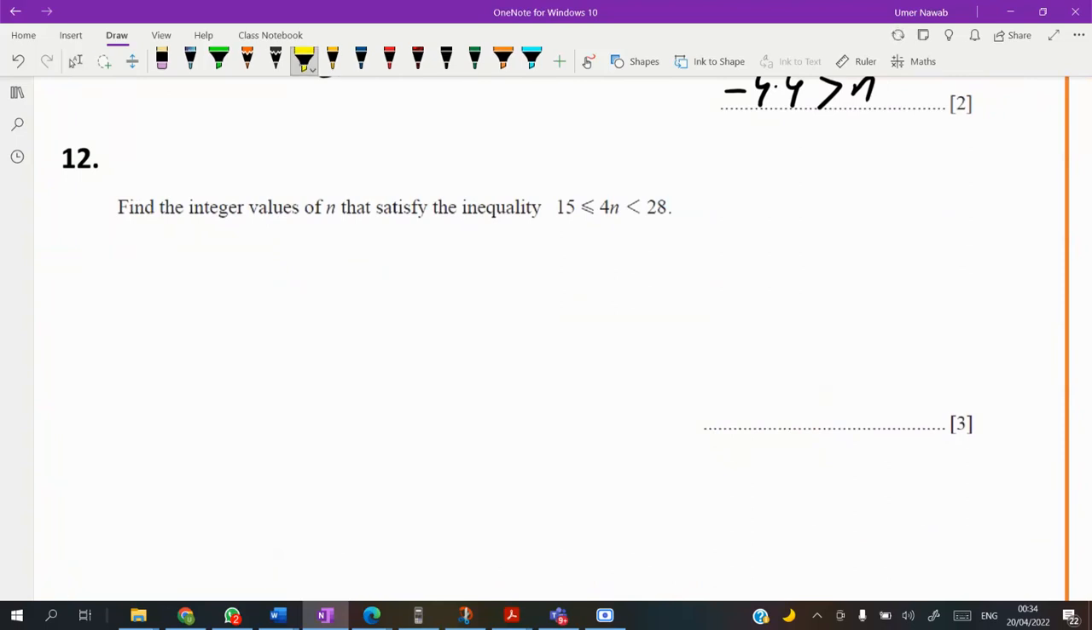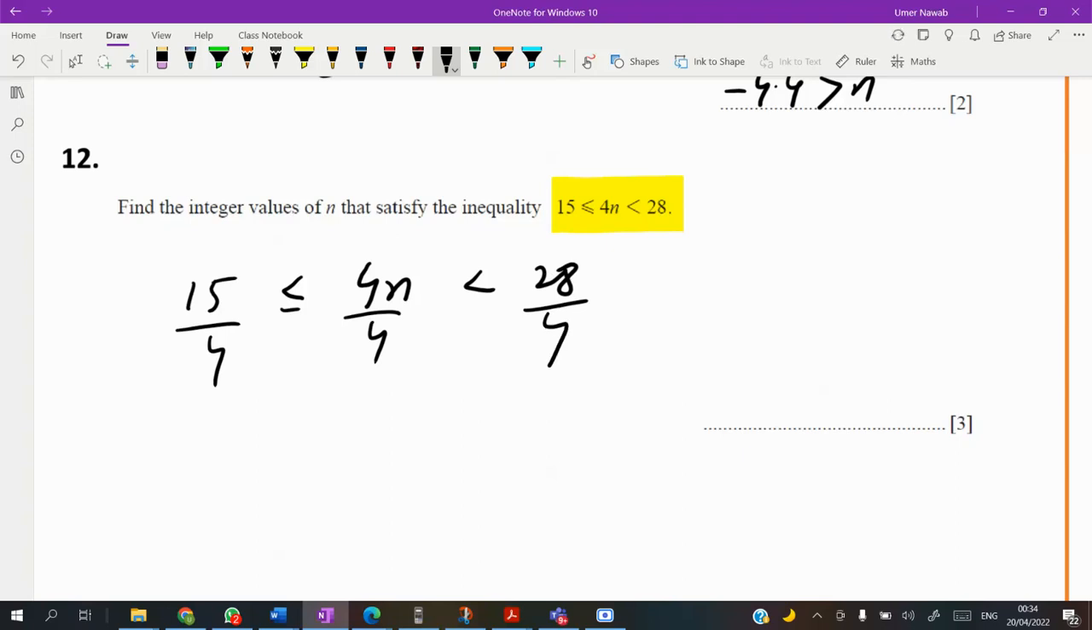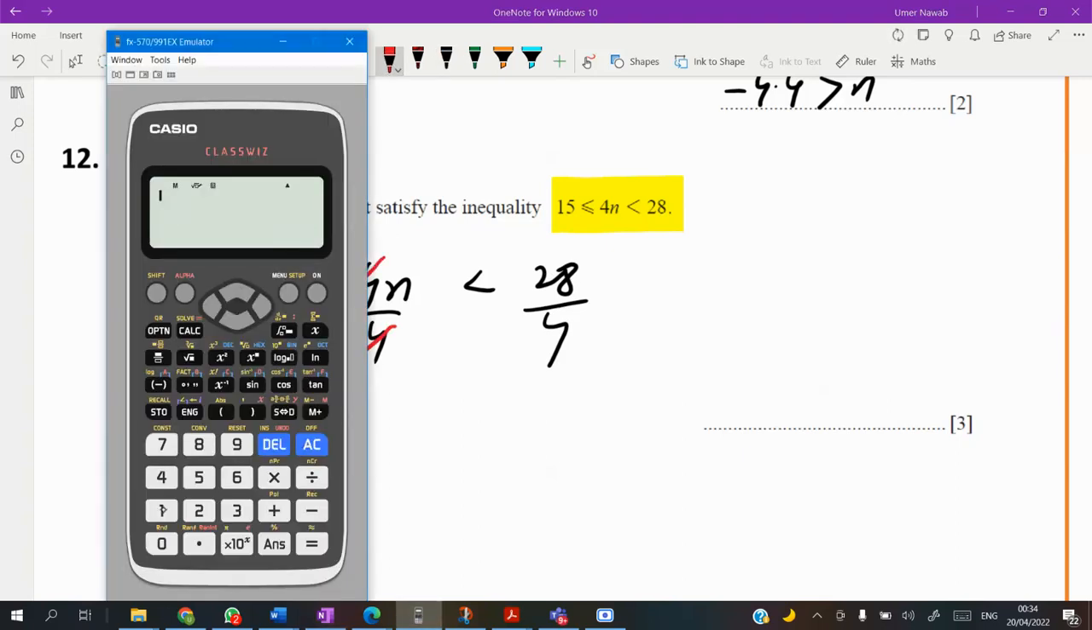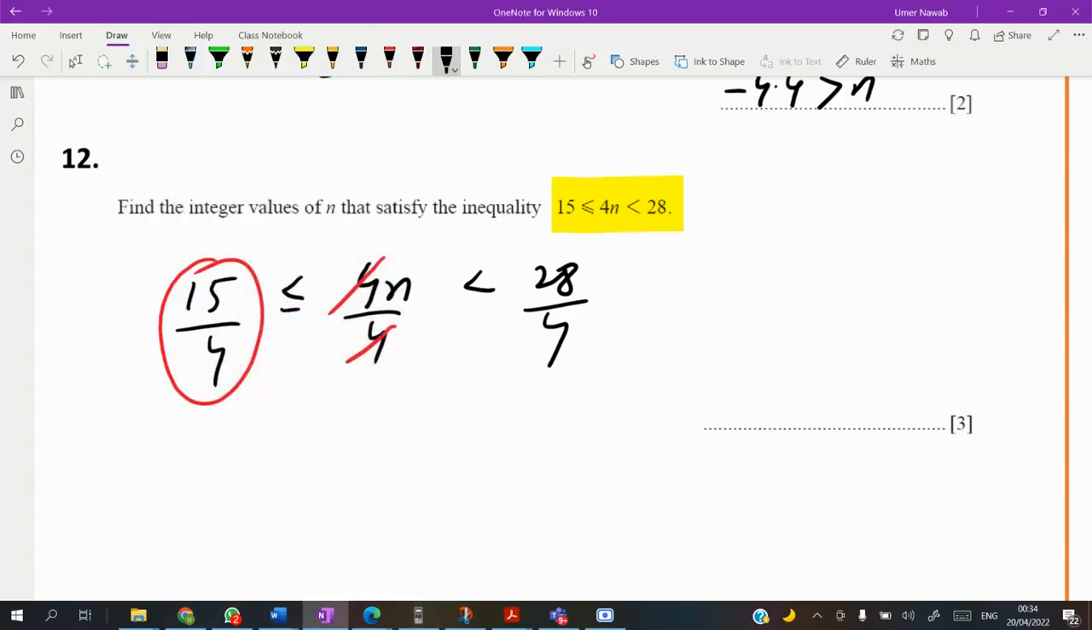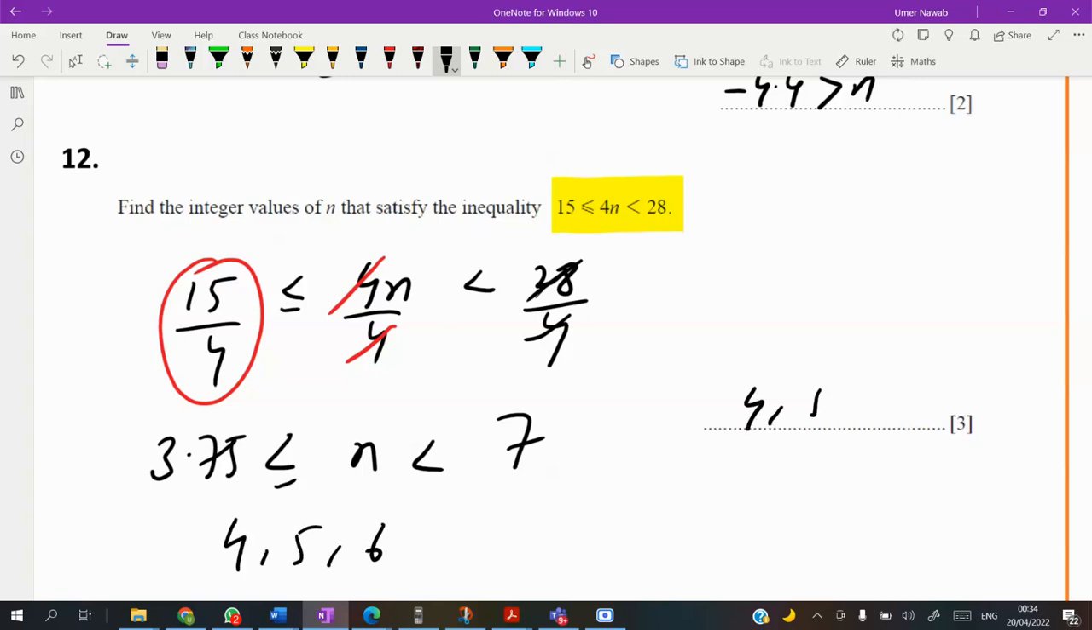Sandwich inequality. So 15 is less than or equal to 4n, which is less than 28, and we divide by 4 throughout. So 15 over 4 gives you how much? 3.75. So we got 3.75 less than n, and that is less than 7. I think we did this question before. So what are the integers in between? So 4, 5, and 6. We write it.